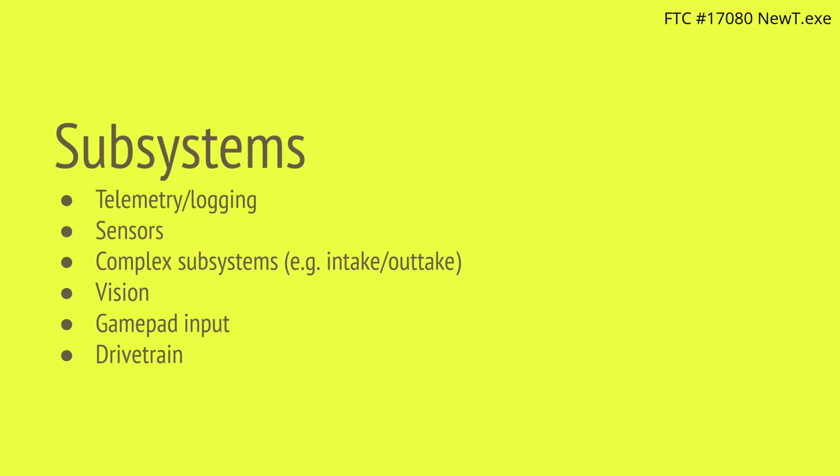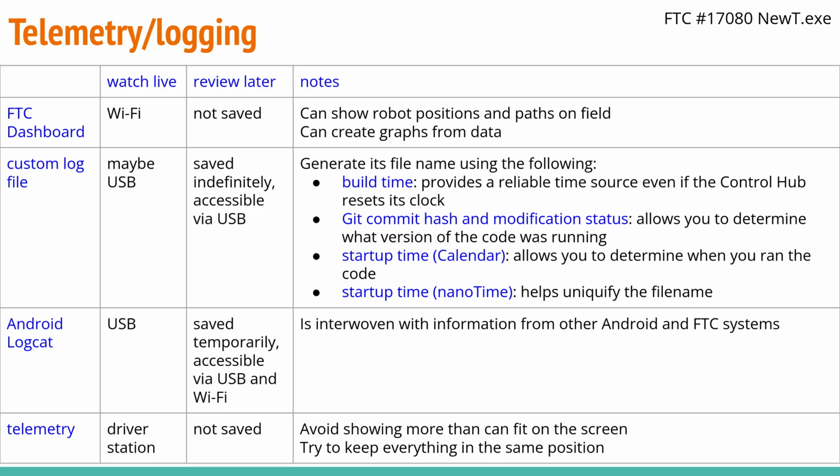Okay, so subsystems. So first, telemetry or logging, then sensors, then complex subsystems such as the intake or outtake, then vision, then Gamepad input, and then Drivetrain. So, telemetry or logging. There are 4 different methods that we use to send different subsets of data, because they each have their own advantages and disadvantages and use cases.